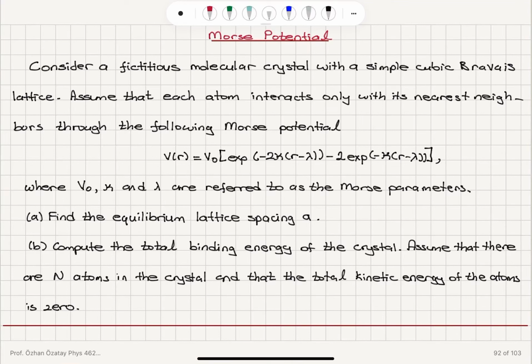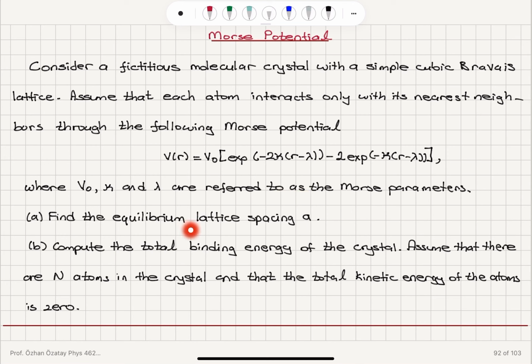Morse potential. Consider a fictitious molecular crystal with a simple cubic Bravais lattice. Assume that each atom interacts only with its nearest neighbors through the following Morse potential. V(r) = V0 (exp(-2κ(r - λ)) - 2 exp(-κ(r - λ))), where V0, κ, and λ are referred to as the Morse parameters.